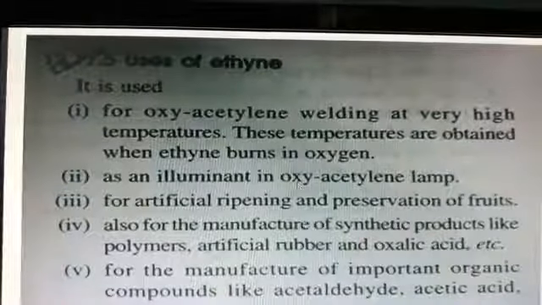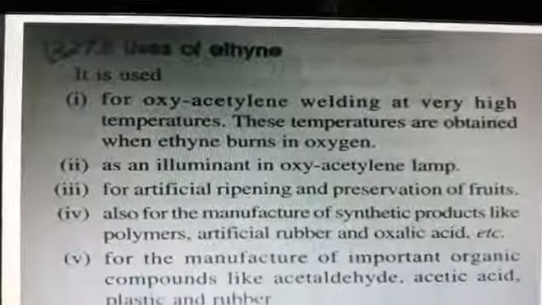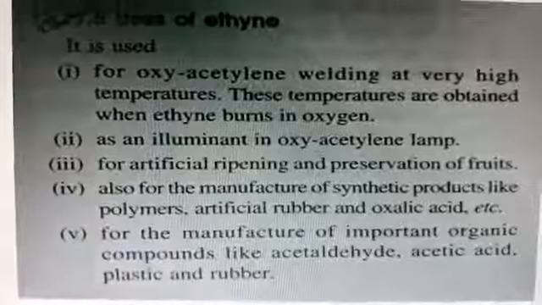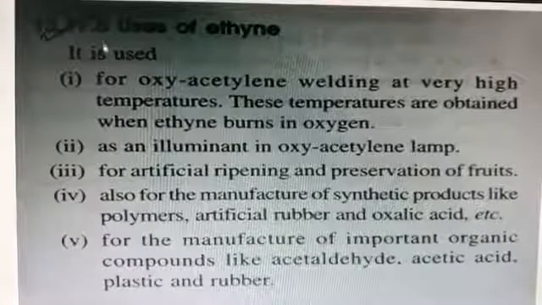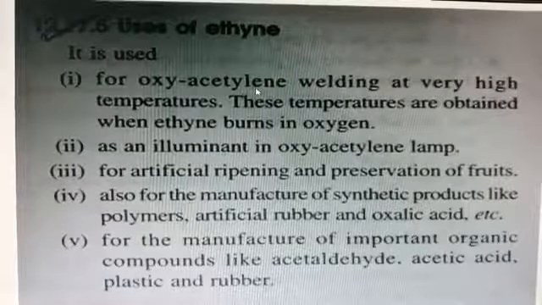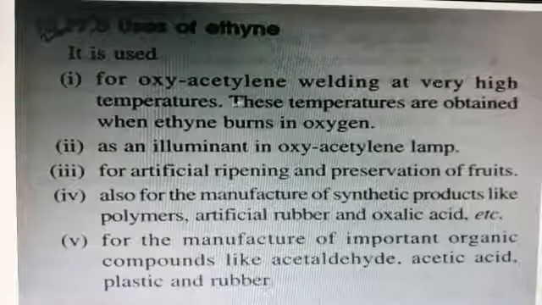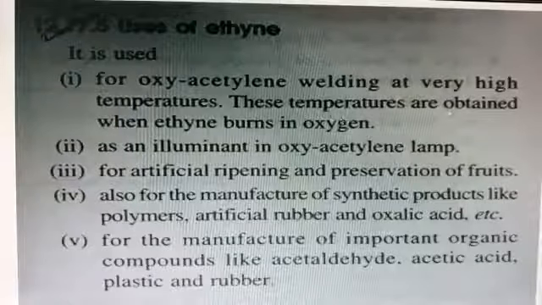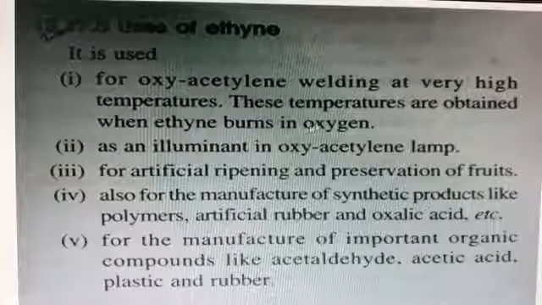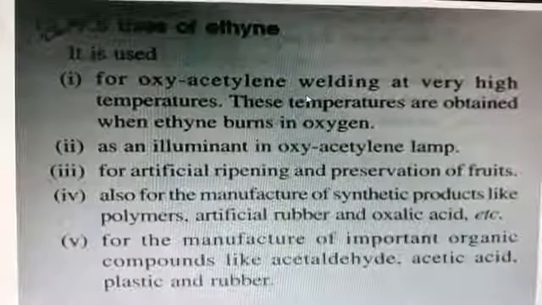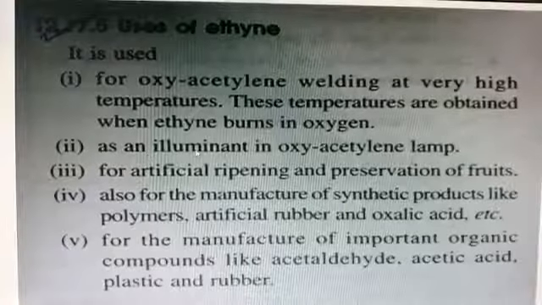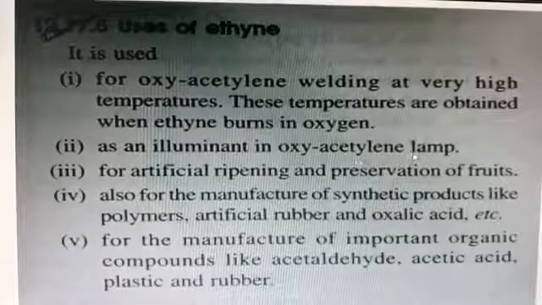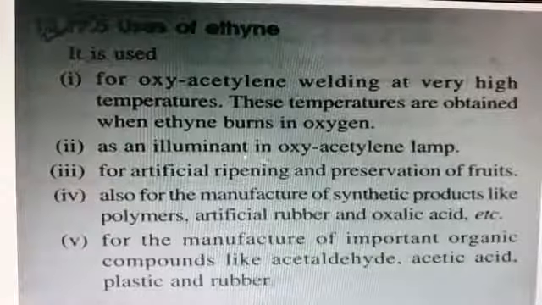Then the uses of ethyne. It is used for oxyacetylene welding at very high temperatures. These temperatures are obtained when ethyne burns in oxygen. So for oxyacetylene welding at a very high temperature, ethyne is used. It is also used as an illuminant in oxyacetylene lamps. Illuminant means which gives out light.